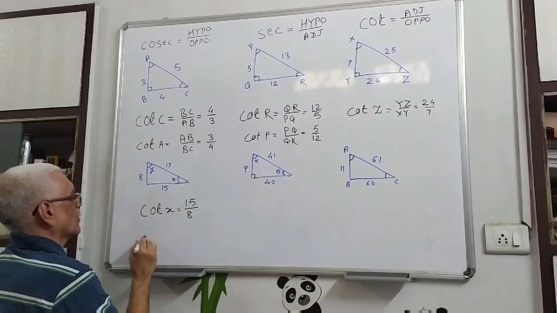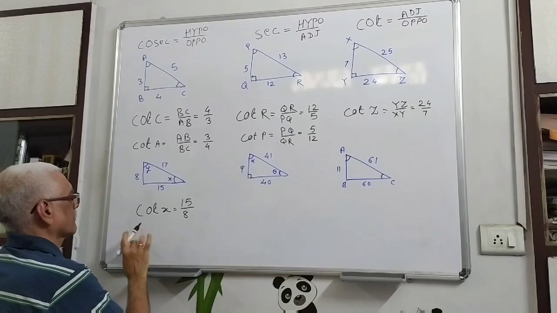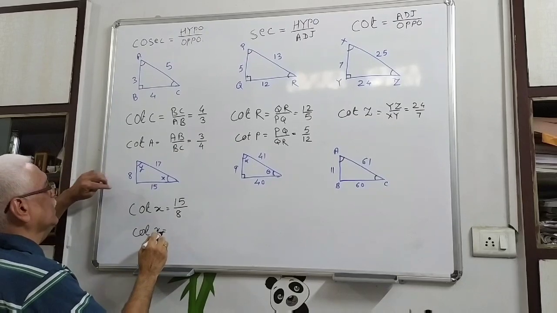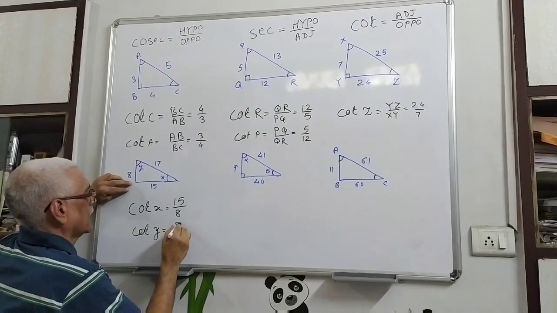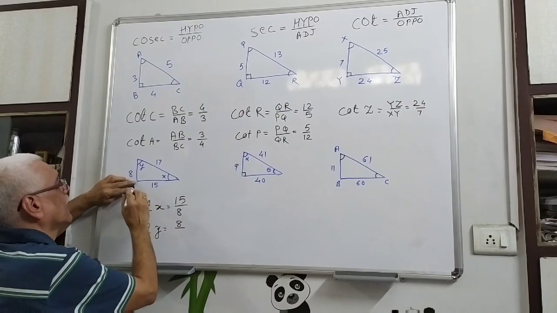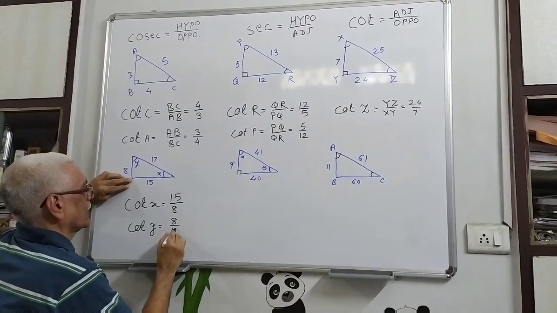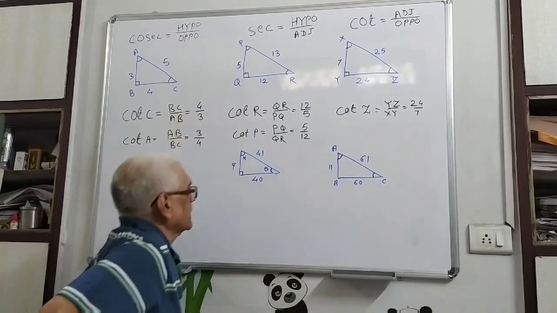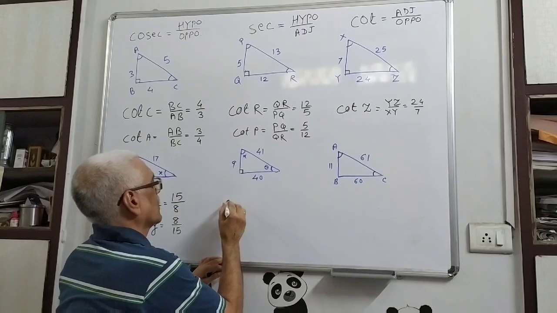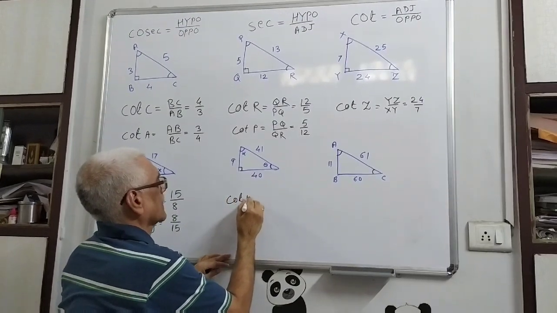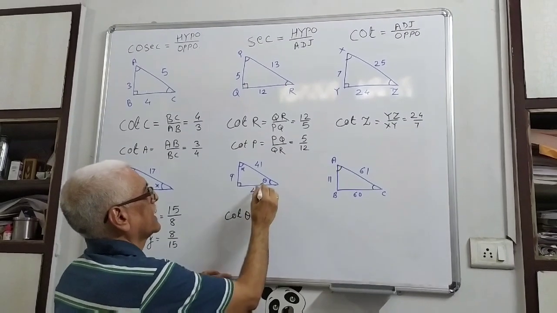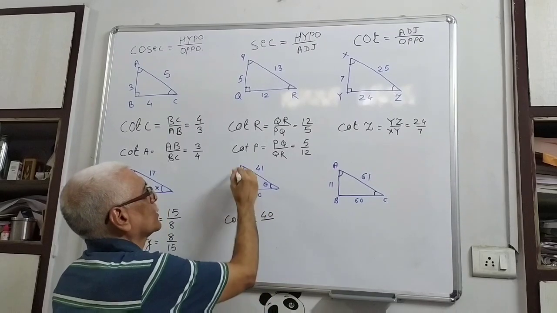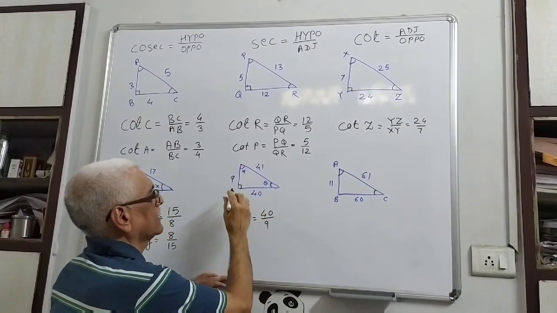If you want cot Y, adjacent to Y is 8 upon opposite to Y. Opposite to Y is 15. So 8 upon 15 is the value of cot Y. Now in this figure, theta. So if we want cot theta, cot means adjacent to theta, that is 40. This is adjacent to theta. And opposite to theta is 9. So cot theta is 40 upon 9.